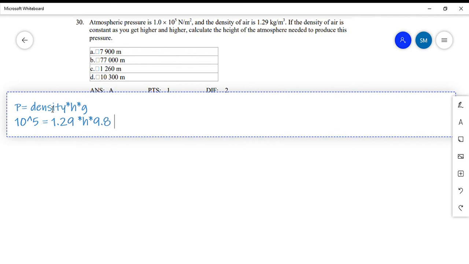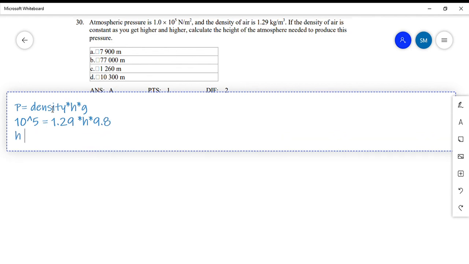We wanted to know the height, so simply h is equal to 10 power 5 over 9.8 times 1.29, which is equal to 7,910, which is approximately equal to this number here. So the answer is A.